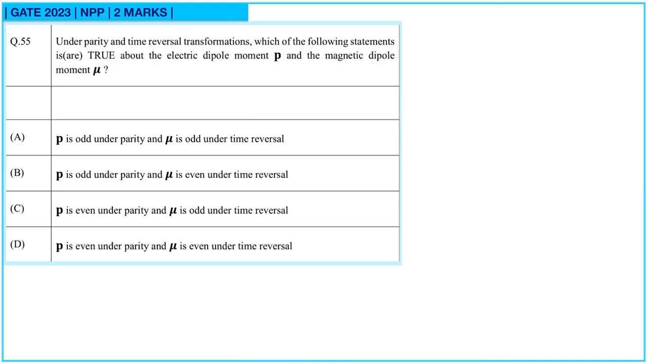Next question. Under parity and time reversal operation transformations, which of the following statements is or are true about the electric dipole moment P and magnetic dipole moment mu?